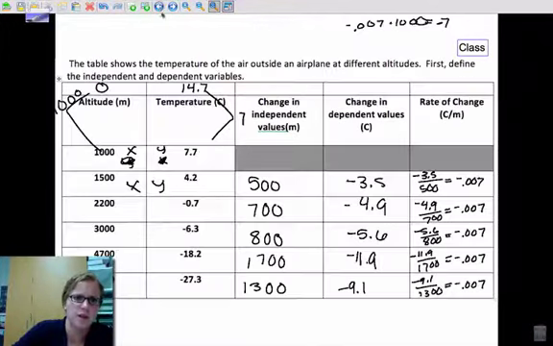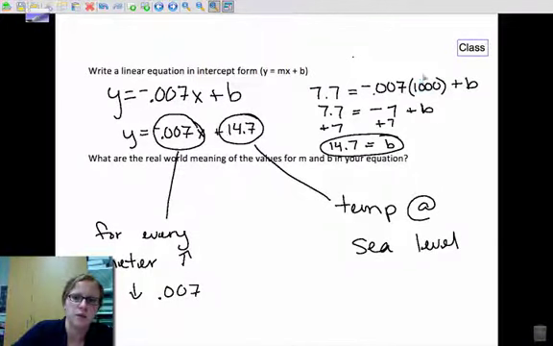To find the y-intercept, they could either have gone back to 0 and added to get to 14.7, or they could have plugged in a point here. I plugged in 1,000 and 7.7 and then solved for b to get 14.7, so you could go through that with them as well. And then they're asked for the real world, meaning this would be the temperature at sea level, and then for every meter the plane climbs, it drops 0.007 degrees Celsius.